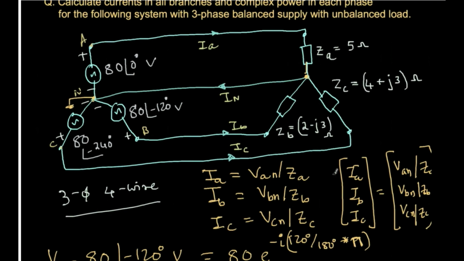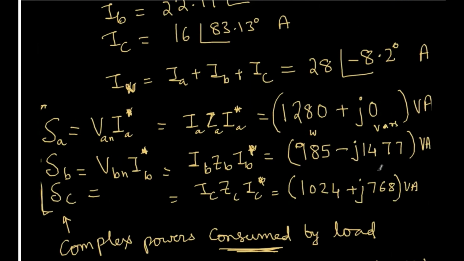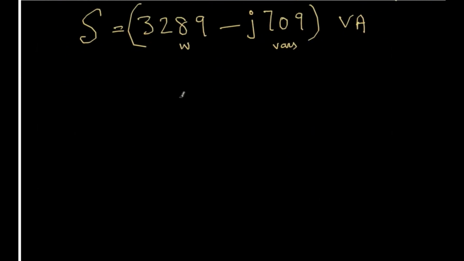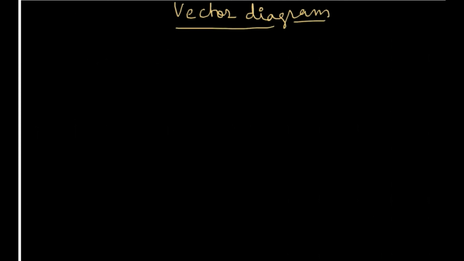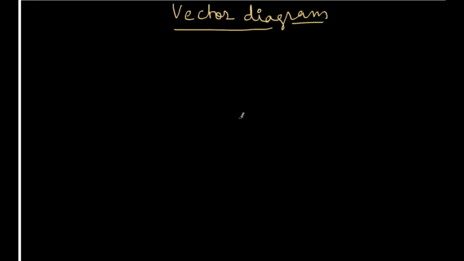Just before we wind up this topic, I would like to draw the vector diagram to give an intuitive feel of what is happening in this circuit. So let's do the vector diagram, or phasor diagram, some people might be saying. Let's begin by noting all the voltage vectors. So we have VA. This is the VAN, which is 80 volts, and the angle is 0 degrees.